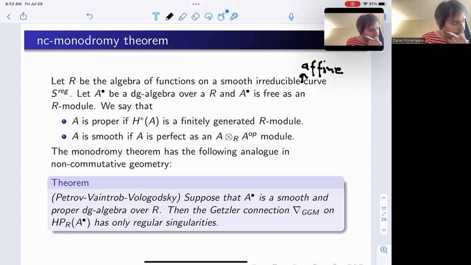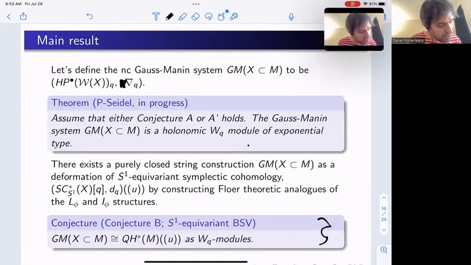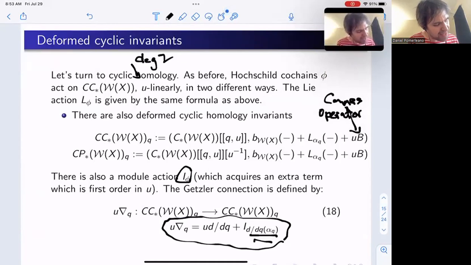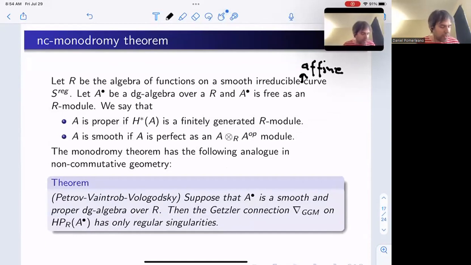So what they prove is that if it satisfies these conditions, then the Getzler connection works as well for families over any kind of curve. This is the Q direction, but if you had some family over some variable T, then it's basically the same formula with d/dT. So this also carries a Getzler-Gauss-Manin connection, and that only has regular singularity. So that's the theorem proved by these people.